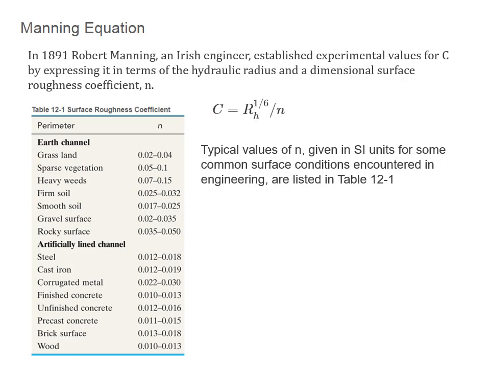The second equation we're going to look at is what's known as the Manning equation. In 1891, Robert Manning established experimental values for C in the Chezy equation by expressing it in terms of the hydraulic radius and a dimensional surface roughness coefficient n. His equation is as follows. Typical values of n given in SI units for some common surface conditions are given in table 12.1.